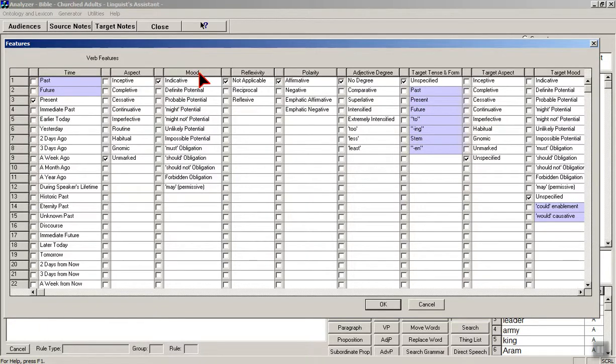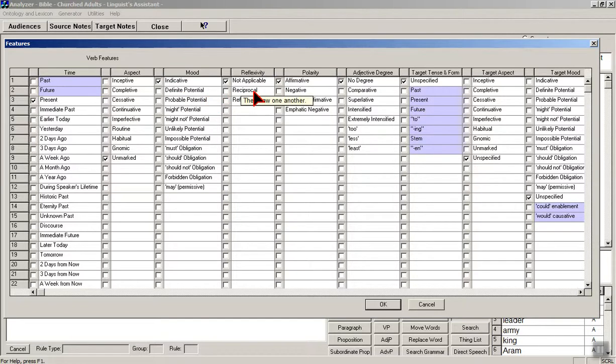Okay, mood. You can say that something is probably happening. It's definitely happening. It might happen. It might not happen. It's unlikely that it happens. It's impossible that it would happen. It must happen. It should happen. Should not. It's forbidden. You must not do something, or you may do something. But here, it's just indicative saying that something happened. So that's what indicative means here.